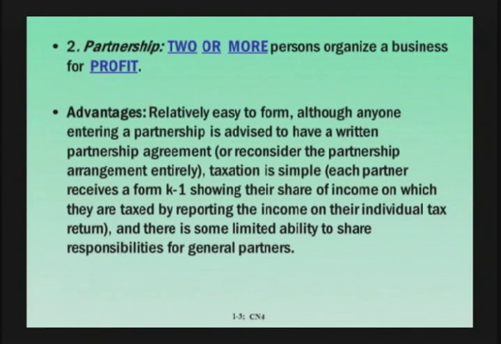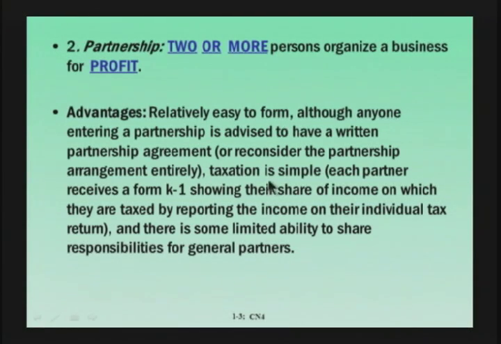Advantages are very similar to those of a proprietorship because it's easy to form. But also keep in mind that it's recommended you have a written partnership agreement if you're going to have a partnership that spells out what each partner will contribute as far as time and investment, what their duties and responsibilities are, how the partnership will be taxed, how the assets will be split up if the partnership is dissolved, and other matters such as that.